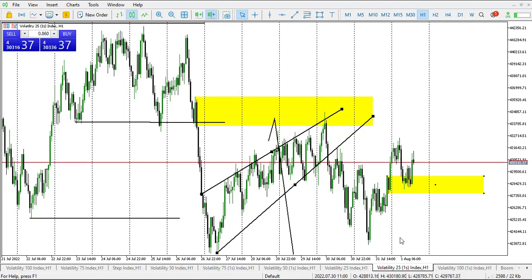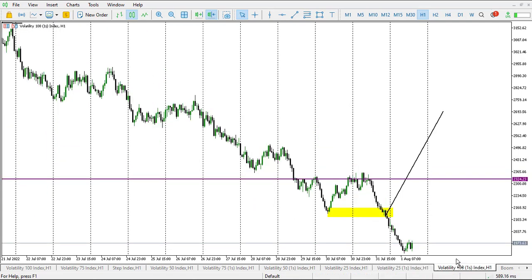Here we are looking to see how price behaves and how we can be taking advantage of this going forward. We go to V101S. This failed. Why? Because we were trying to trade a reversal.